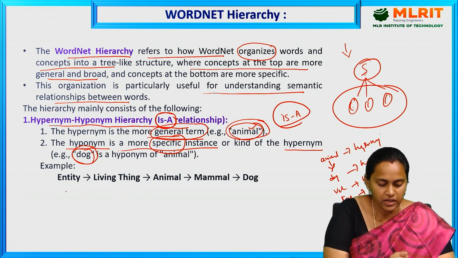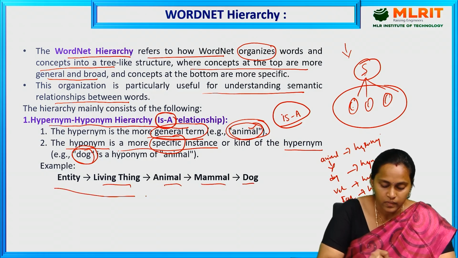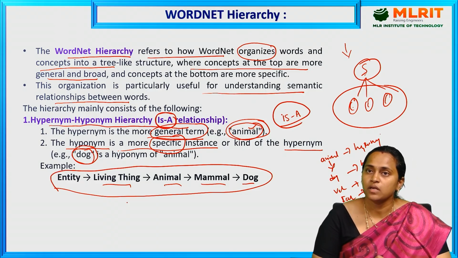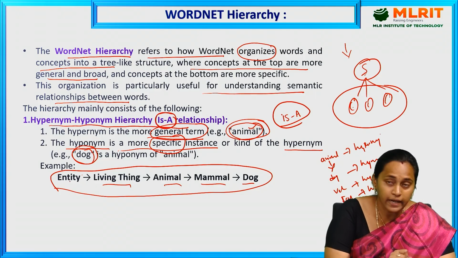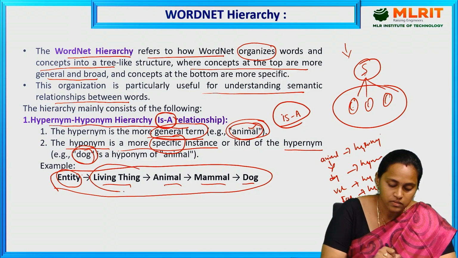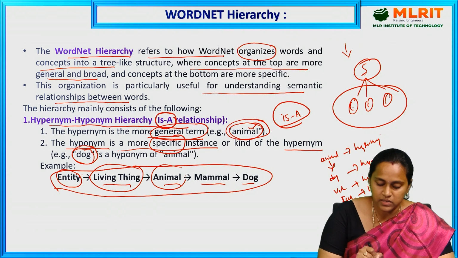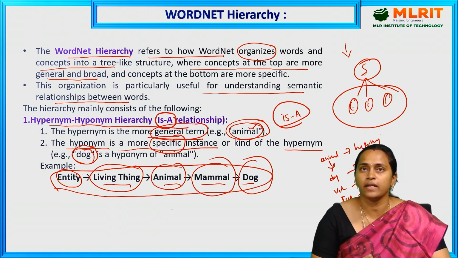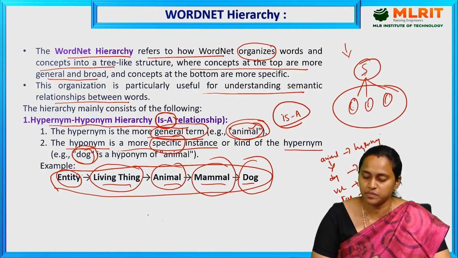Let's see the example here. Entity, living thing, animal, mammal. This is a hierarchy. Whenever we say entity, places, names, things, animals come under the entity. So in the hierarchy, entity comes to living things. Living thing comes to animals. Animal to mammal. Under mammal, dogs. This is a WordNet hierarchy. Hypernym and hyponym, very easy is-a relationship.